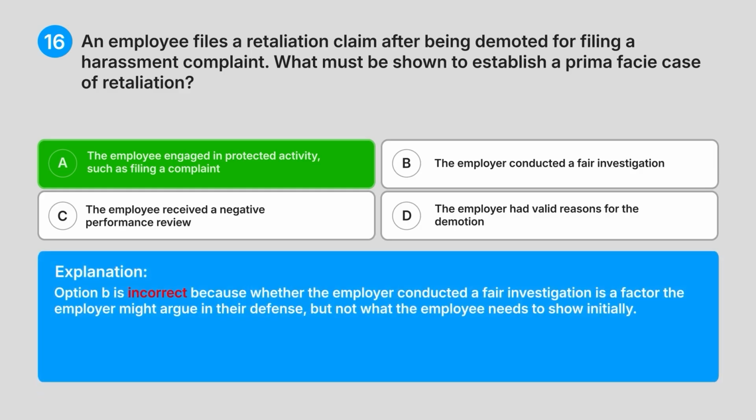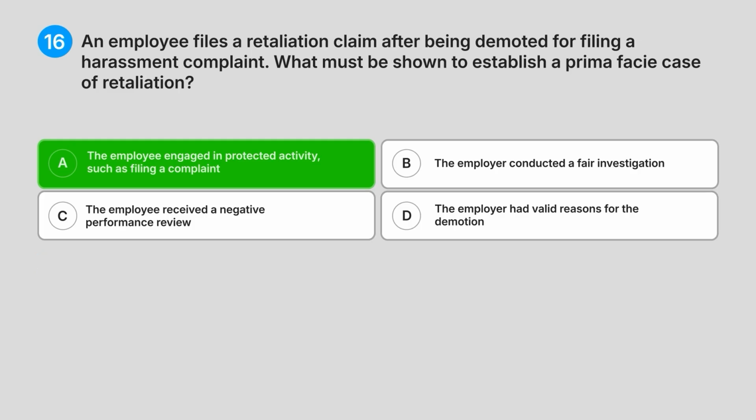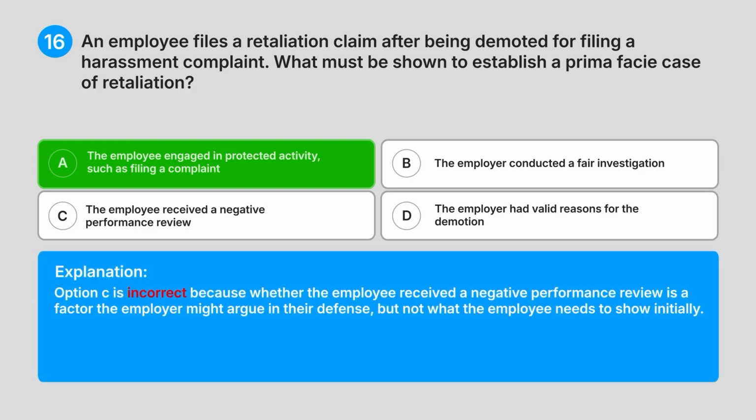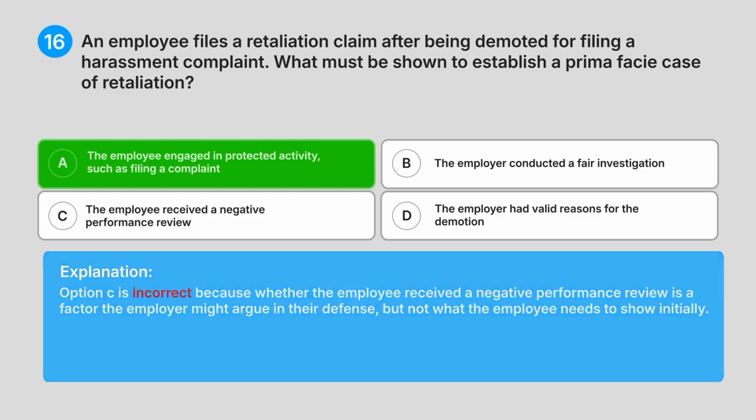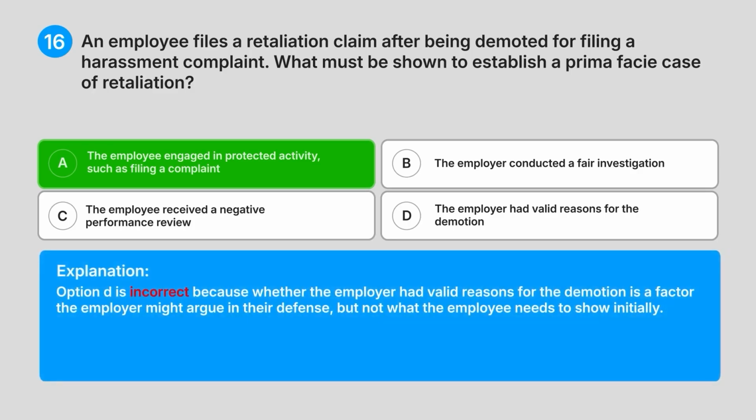Option B is incorrect because whether the employer conducted a fair investigation is a factor the employer might argue in their defence, but not what the employee needs to show initially. Option C is incorrect because whether the employee received a negative performance review is a factor the employer might argue in their defence, but not what the employee needs to show initially. Option D is incorrect because whether the employer had valid reasons for the demotion is a factor the employer might argue in their defence, but not what the employee needs to show initially.